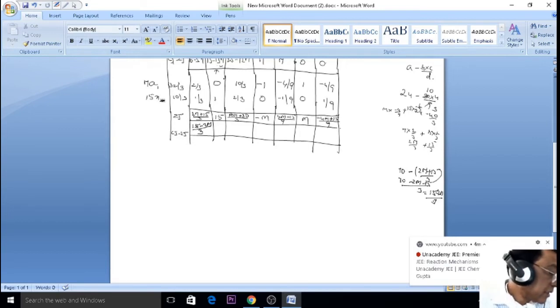Cj means, what are the Cj here? 15 minus 15, 0. Like this. This is a 20: 20 minus 10m plus 30 by 3. Simplify it. You will get 30 minus 10m by 3.